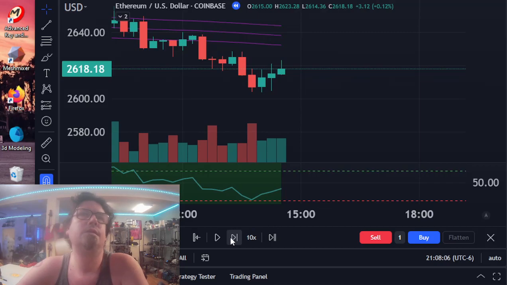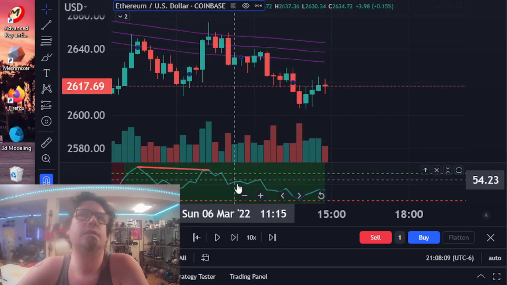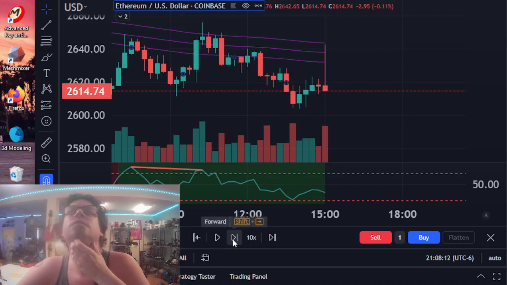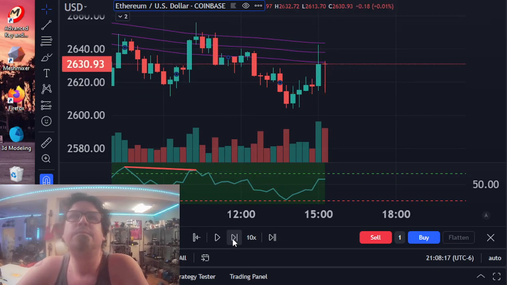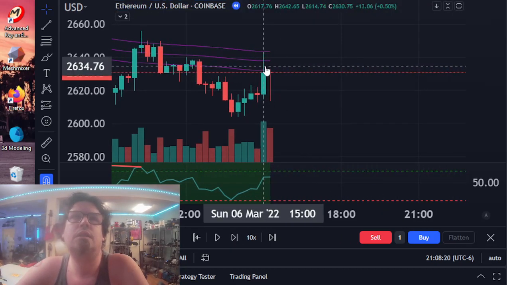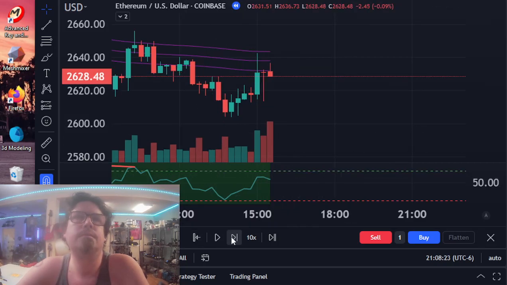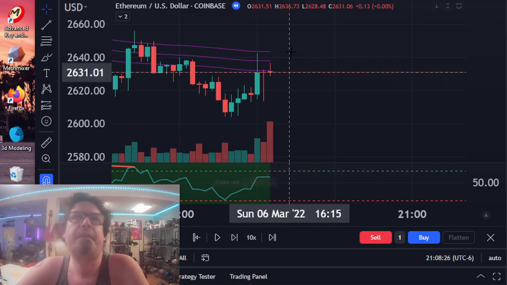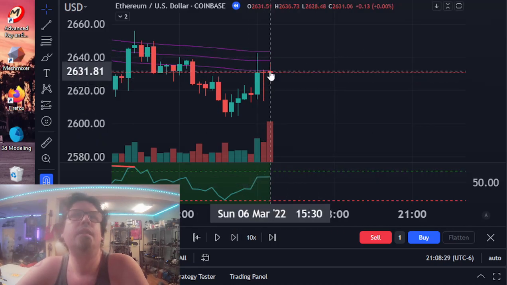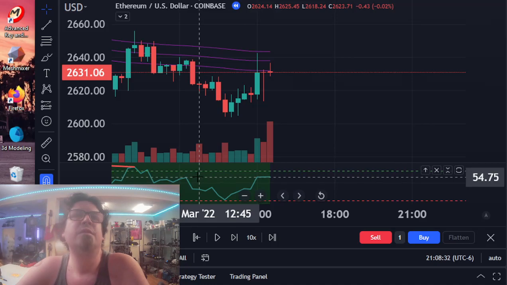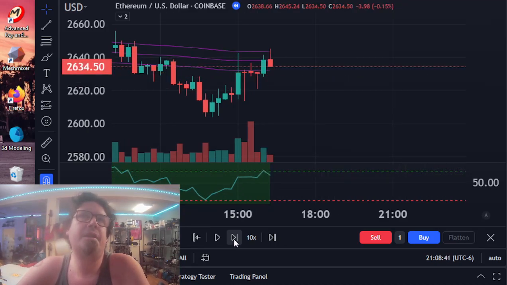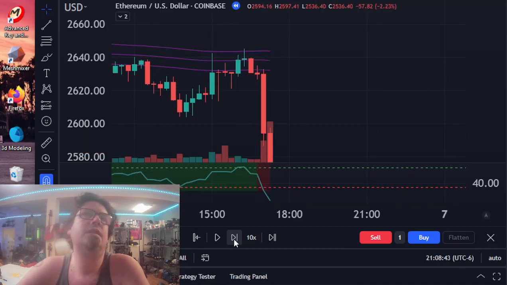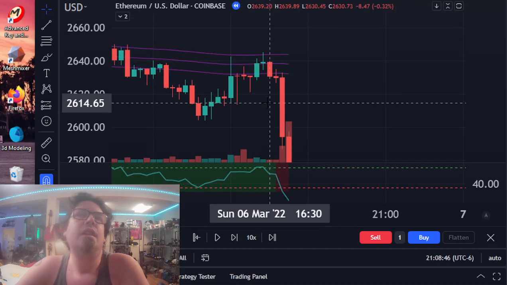Alright, let's see if we get anything out of this. Nope. Huh. Technically, there's a divergence here, but it's bullish. Kind of makes sense. It's breaking through. And then it didn't break through.